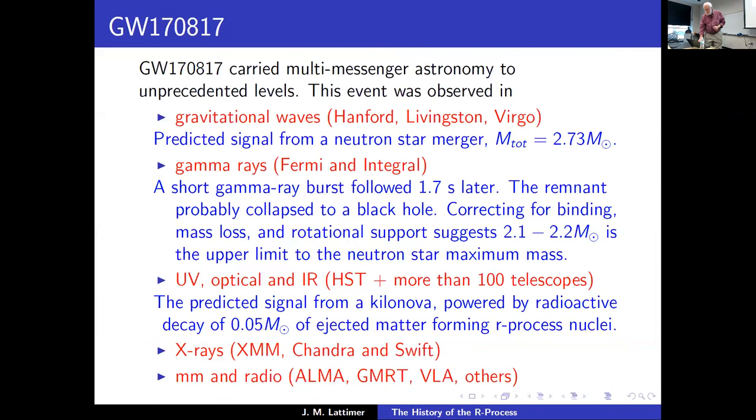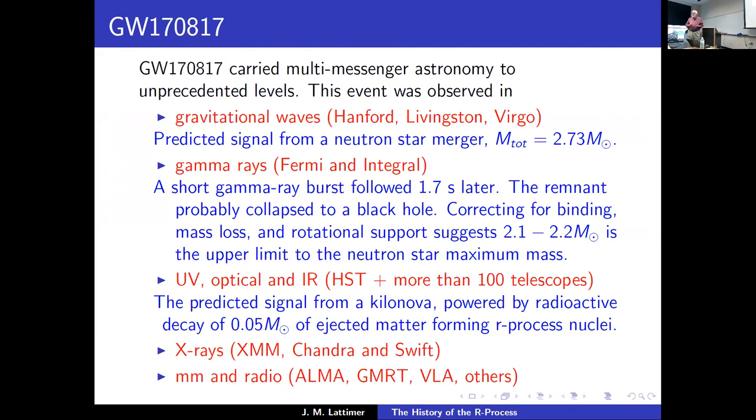But that's not to detract from the importance of GW 170817, which carried this multi-messenger astronomy to really unprecedented levels. So the predicted signal from a neutron star merger of a total mass of 2.73 solar masses was pretty much exactly what was observed in gravitational waves. So this is roughly twice the canonical 1.4 solar mass neutron star, which is the average mass of neutron stars observed in binary pulsar systems.